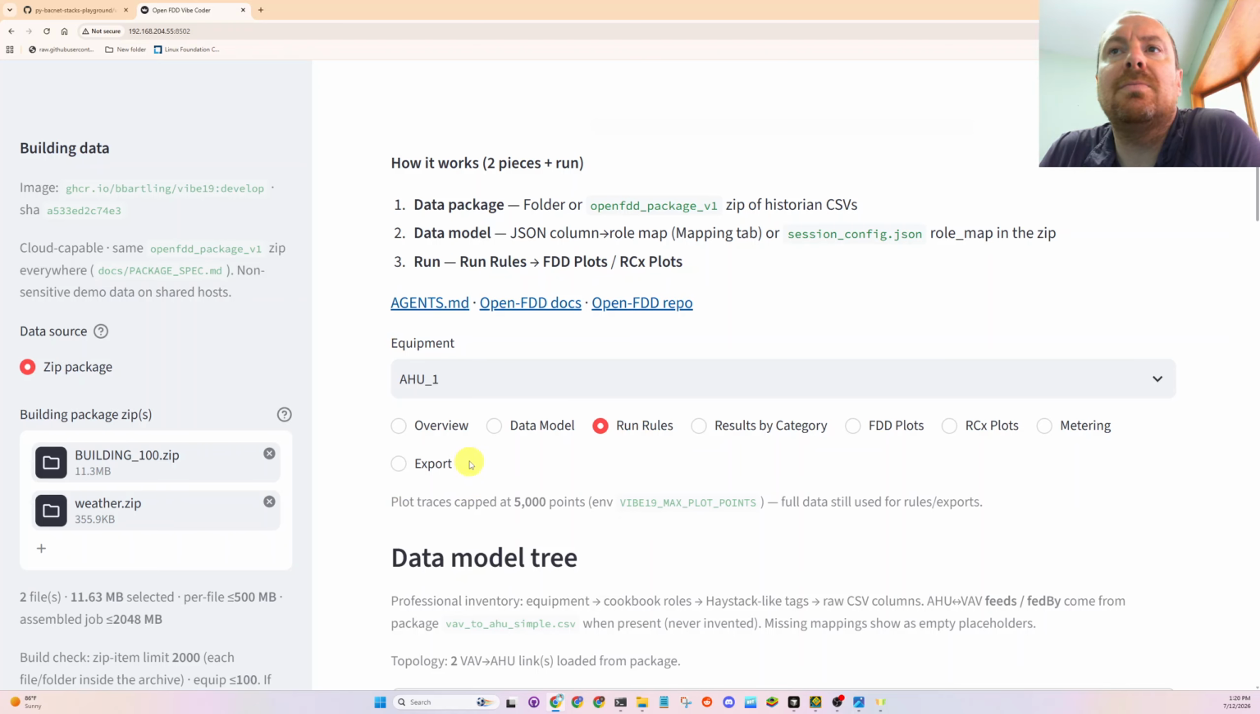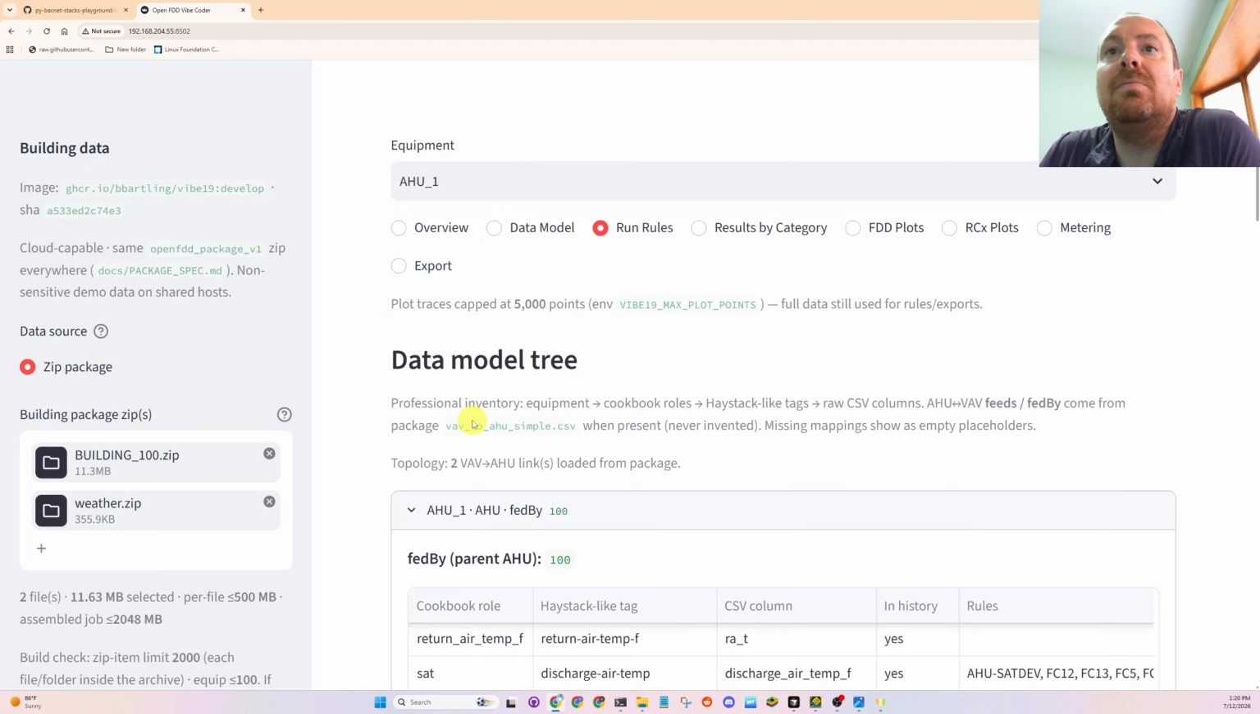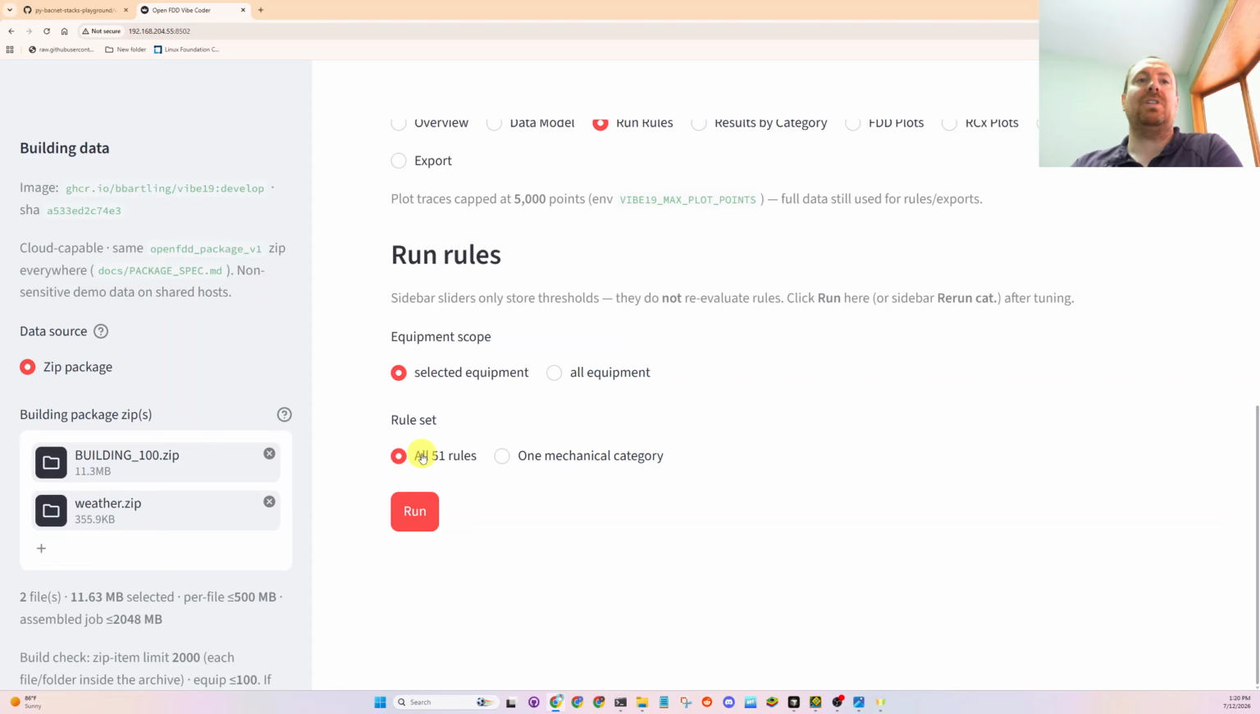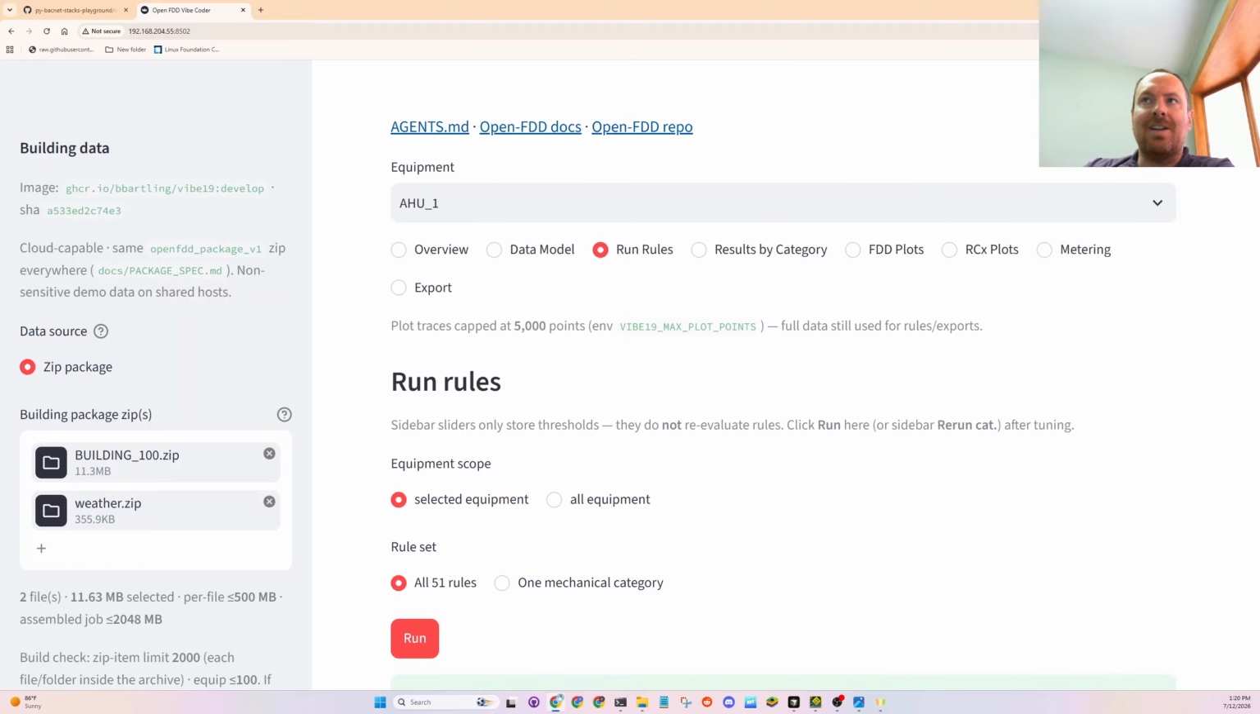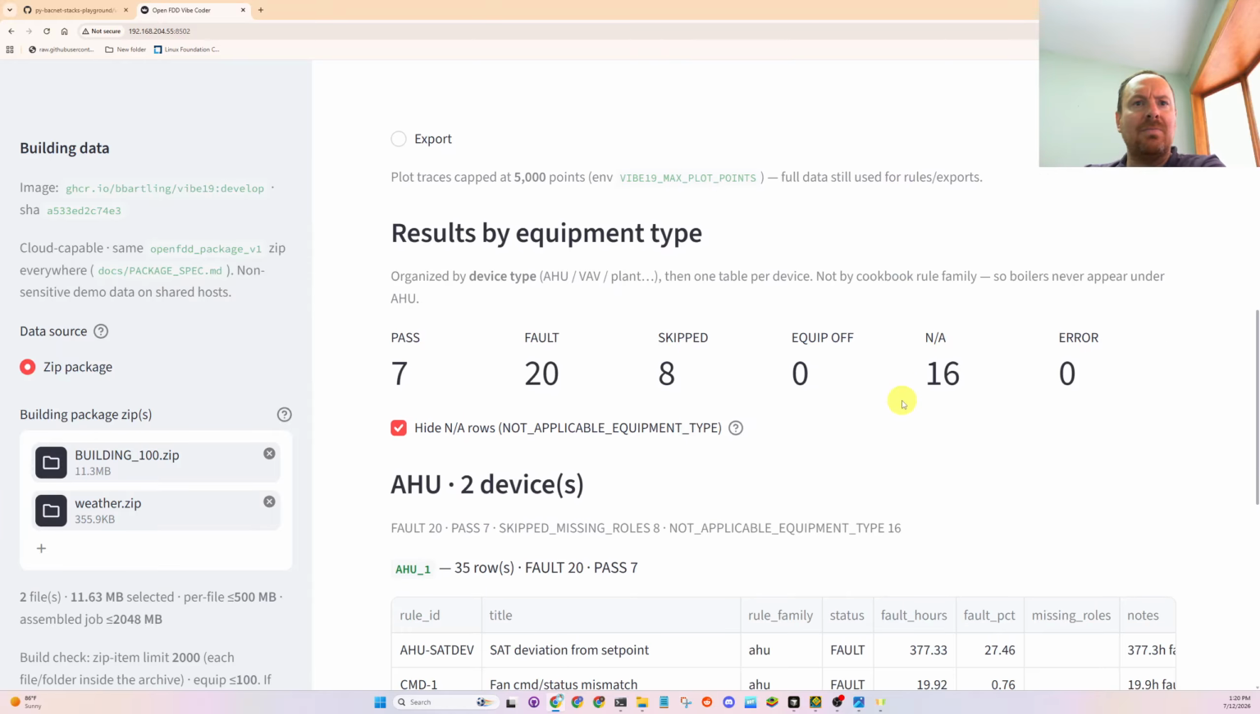Run rules. Okay, so we have 51 rules here. Now it's running all of the rules. Streamlit has, ooh, that was fast. So Streamlit has that icon, looks like a little triathlon guy up in the corner. If it's crunching some numbers or doing something, the little triathlon guy's running.